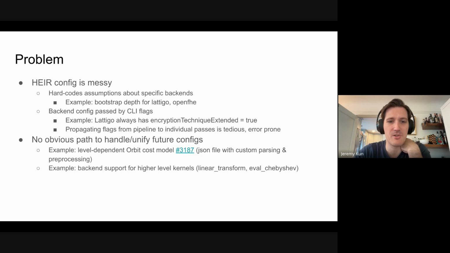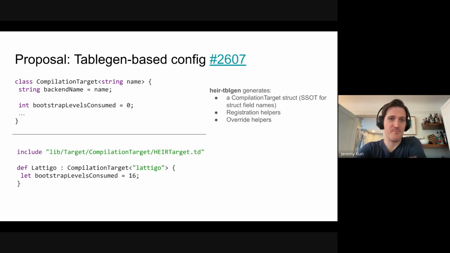We also want to know which backends have support for which higher level kernels, like a linear transform and eval Chebyshev, and that will allow us to either by default use the backend approved transform, or just make it easier for us to understand when we can do that and when we need to implement the kernel ourselves. Okay, so here's my proposal.